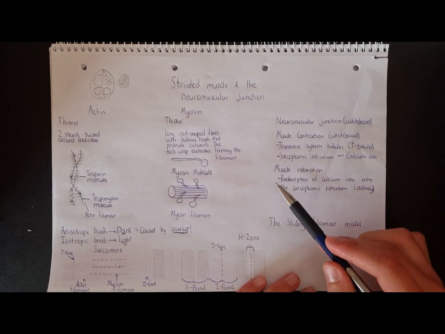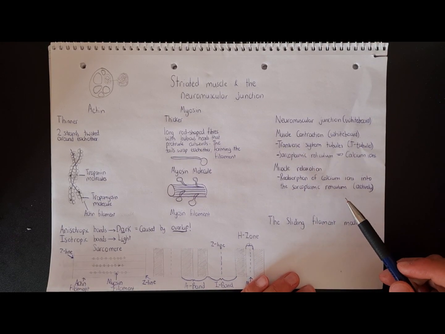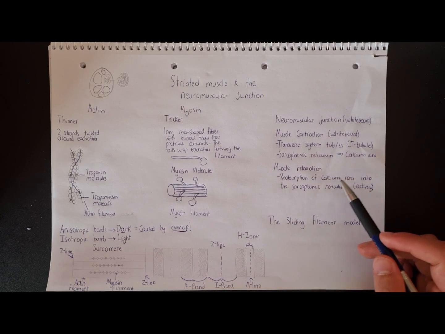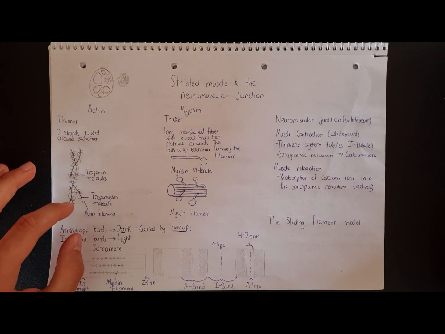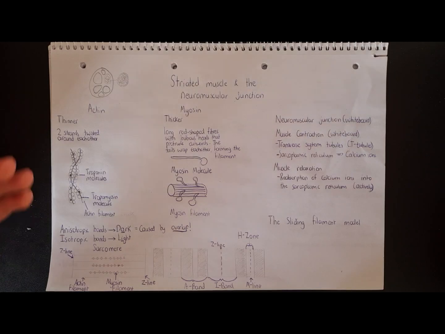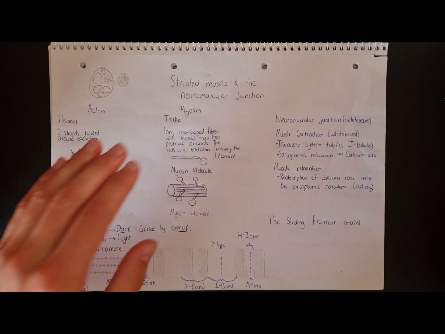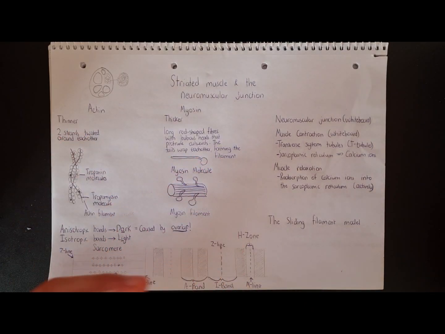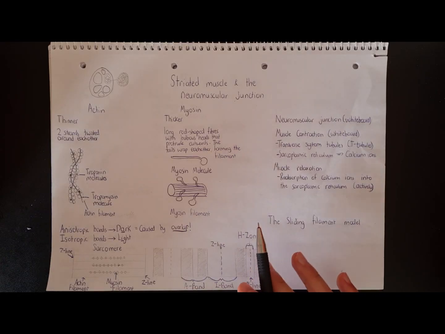Now, muscle relaxation will occur when the sarcoplasmic reticulum will actively uptake the calcium ions back into it, and this means that the tropomyosin molecule will then recover the actin binding site, and so an actomyosin crossbridge will not be able to be formed, and so muscle contraction will not take place.